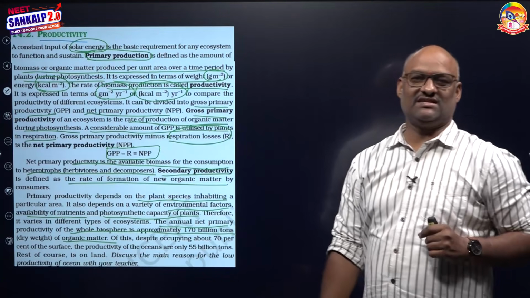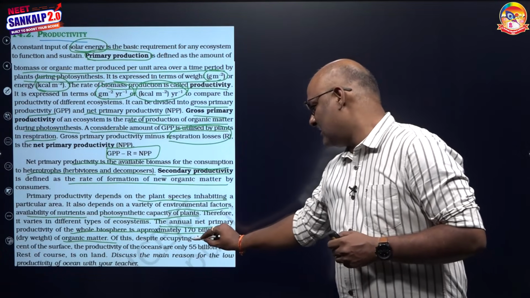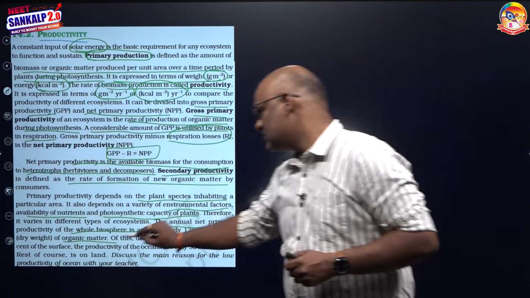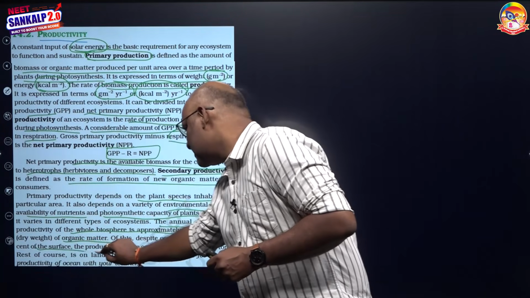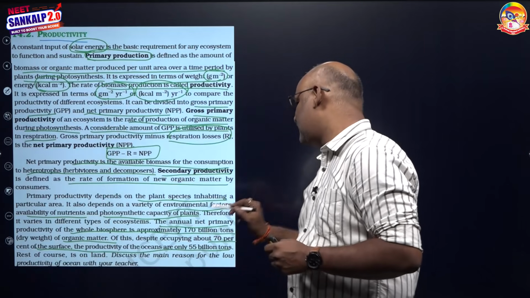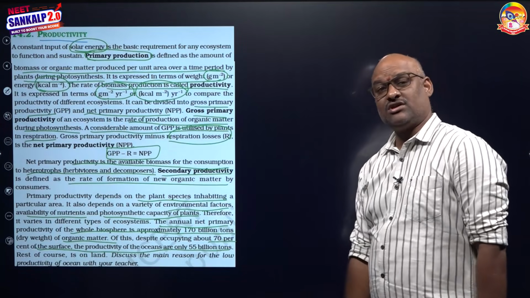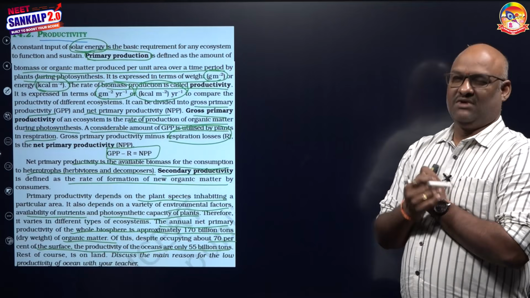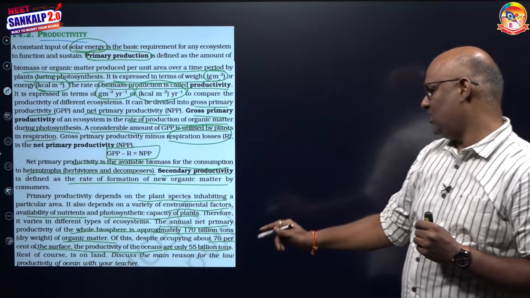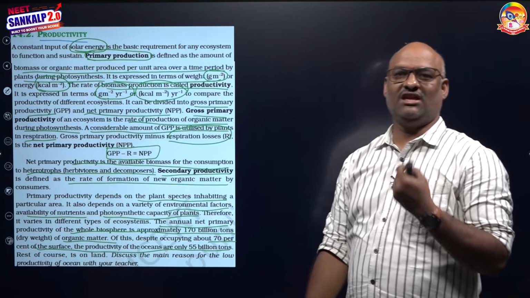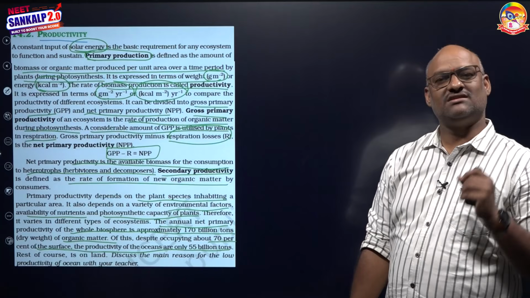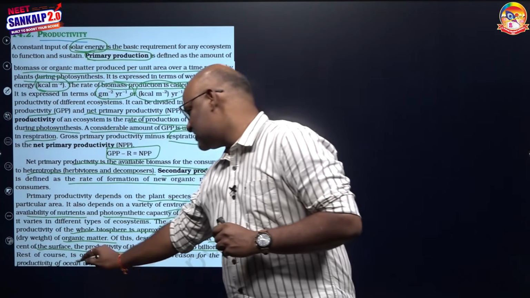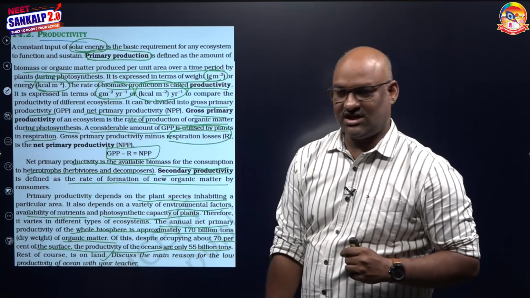Of these 170 billion tons, 70% is the surface. The productivity of the oceans is only 55 billion tons, because oceans occupy a very high percentage of the biosphere, but they account for only 55 billion tons, and the remaining 115 billion tons is occupied by the terrestrial ecosystems. The rest, of course, is on land. Land is nothing but terrestrial.